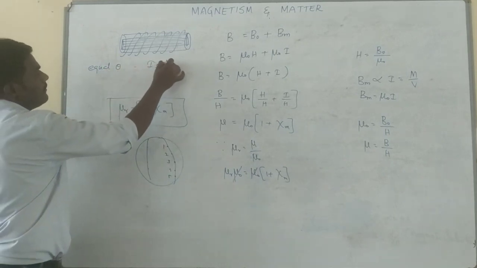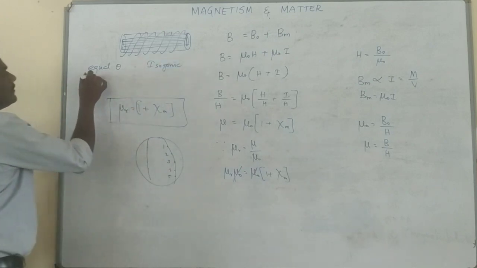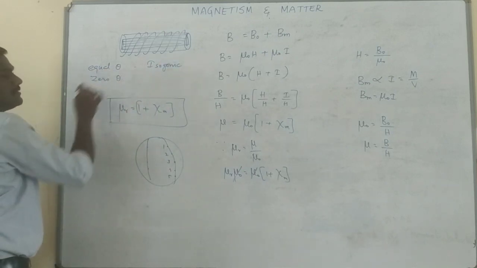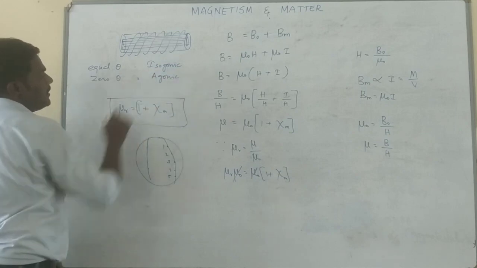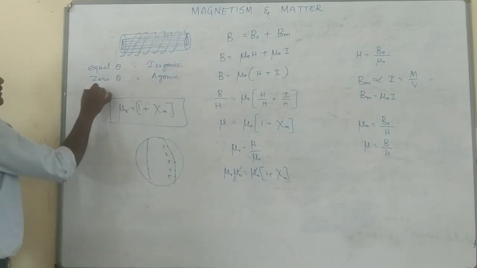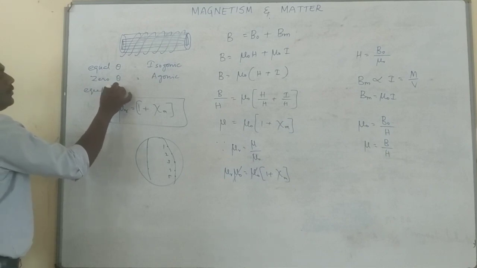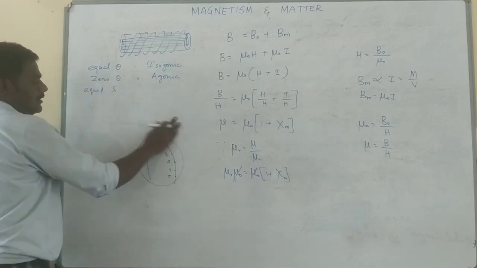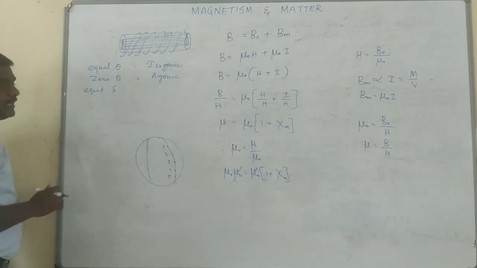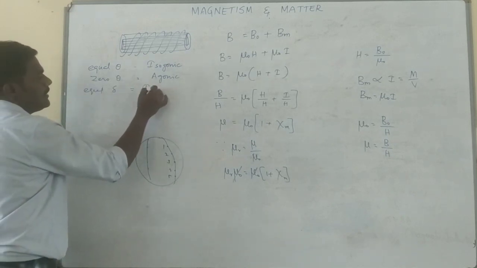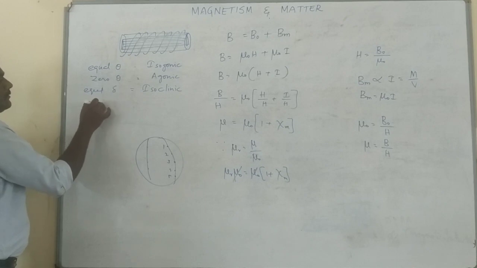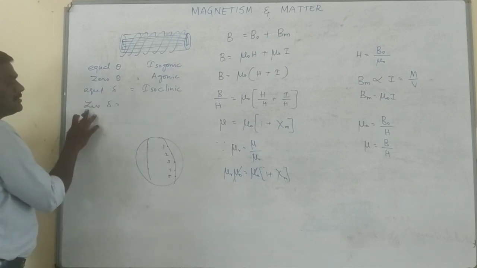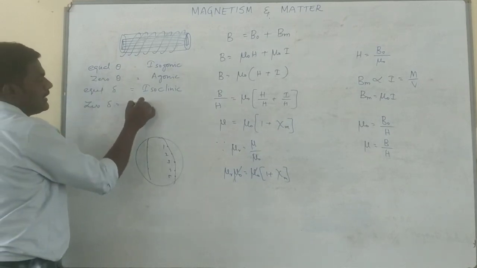Isogonic. 0 theta means 0 declination: agonic. Next, equal dou. Dou stands for inclination here: isoclinic. 0 dou, nothing but 0 inclination: aclinic.